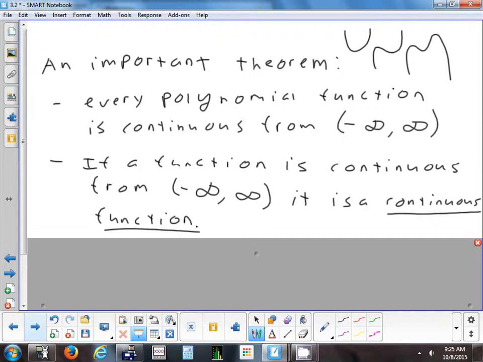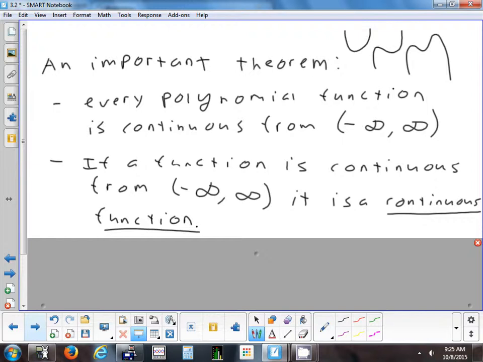And if a function is continuous all of the time, it's impossible to find any holes, breaks, or undefined values. It's called a continuous function. Continuous function, you can draw it without picking up your pencil. No holes, no breaks, no undefined values. No red light.